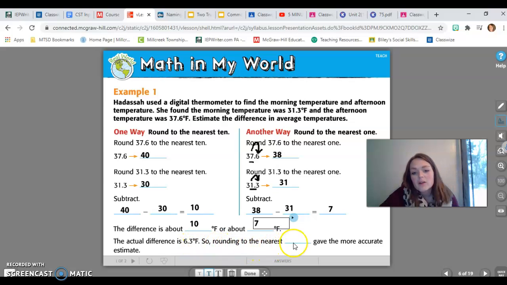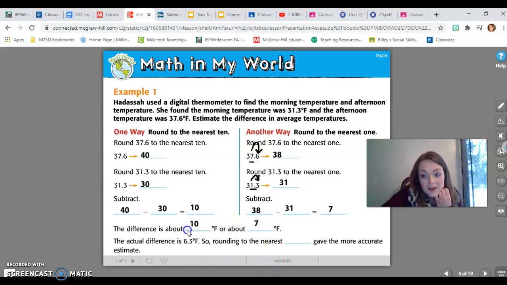So rounding to the nearest ones column gives us our best answer because 6.3 is closer to 7 compared to 10. And if we're rounding by ones, that gives us a better answer and it's closer compared to if we were rounding by tens.